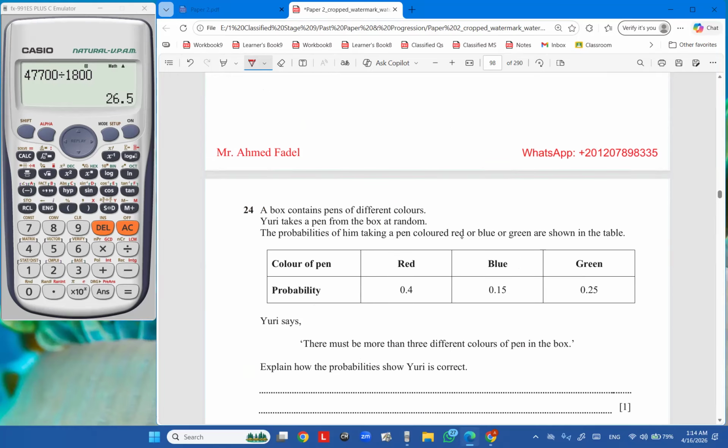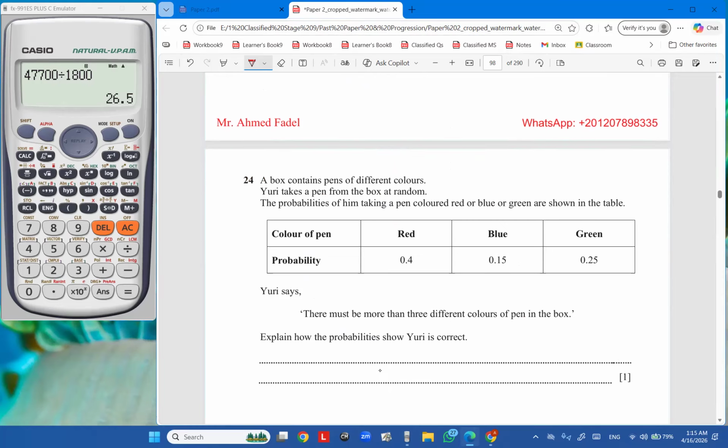A box contains pens of different colors. Yuri takes a pen from the box at random. The probabilities of him taking a pen colored red or blue or green are shown in the table. All right, I read this. Here, the probability is 0.4, 0.15, 0.25. Yuri says there must be more than three different colors of pen in the box. Explain how the probabilities show Yuri is correct.